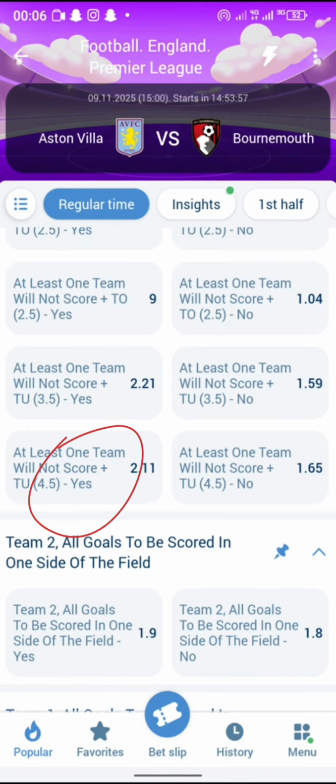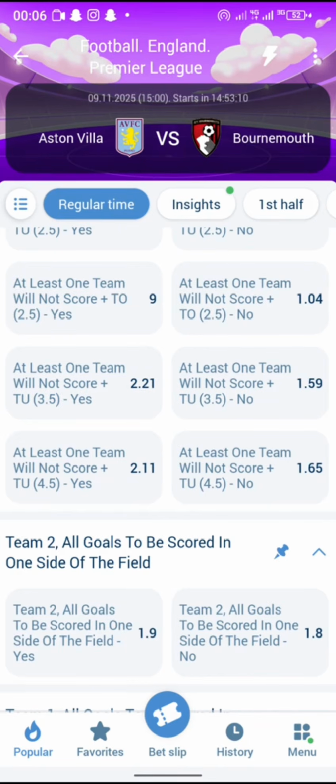Yes, you will lose the bet because the conditions were at least one team will not score plus total under 4.5. As long as both teams have scored, you have lost the bet instantly. Nothing else matters. There is no need of explaining any other thing. As long as both teams have scored, you have lost the bet under the yes option.